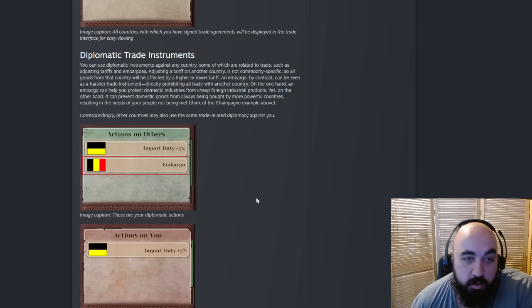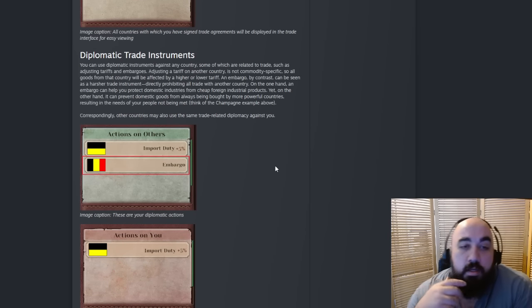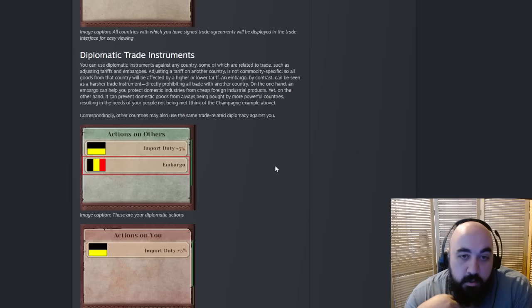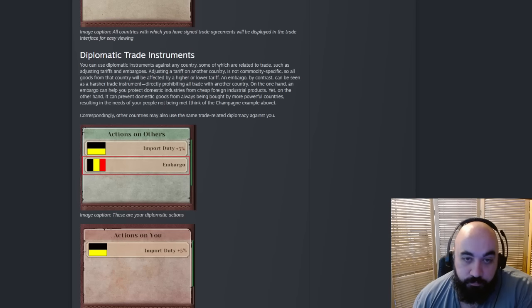We see trade agreements, diplomatic trade instruments. We see embargo and import duty. You can use diplomatic instruments against any country, some of which are related to trade, such as adjusting tariffs and embargoes. Adjusting a tariff on another country is not commodity specific. This is probably pretty important. So all goods from that country will be affected by the higher and lower tariffs. So you can't protect individual industries, which would probably be preferable if you could.